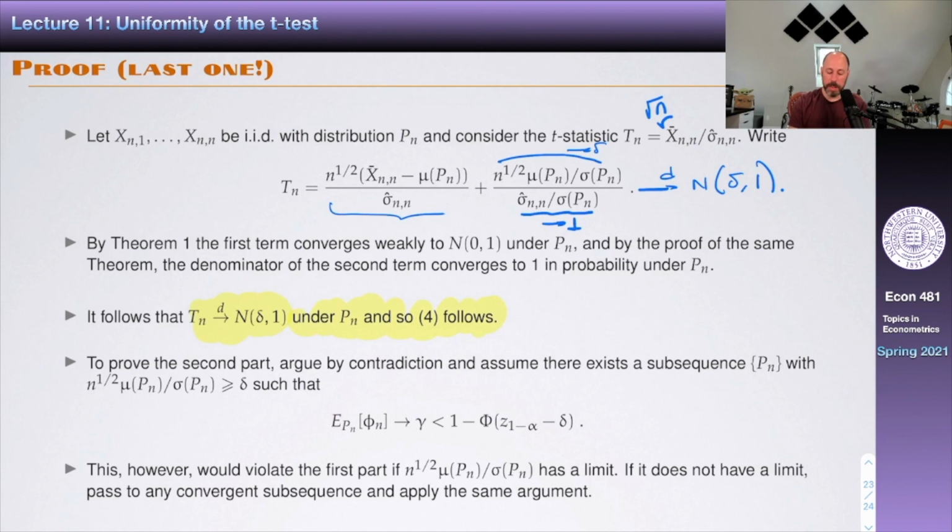To prove the second part, argue by contradiction and assume that there exists a subsequence Pn with this guy greater than or equal to alpha, and suppose that this converges to something that has smaller power than the one that we wrote. Well, this would violate the first part if you take this sequence and it has a limit equal to delta. And if it does not have a limit, then pass to any convergent subsequence and apply the same argument.